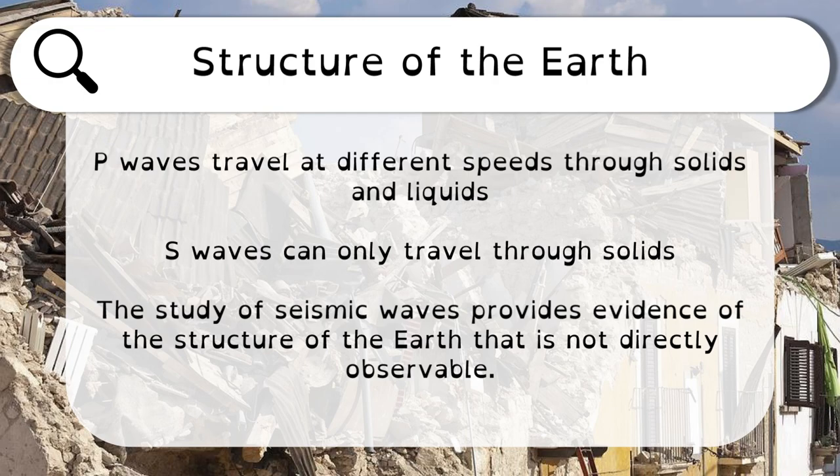So why do we care? Well, it's because we can use P and S waves to tell us about the Earth. In fact, we can use it to tell us about the structure of the Earth, what it would look like if you sliced it in half. So P waves, they travel at different speeds through solids and liquids. And as I said a second ago, S waves can only travel through solids. So the study of these seismic waves provides us evidence of the structure of the Earth, even though we can't physically see it, but we can use science to tell us what it actually looks like.